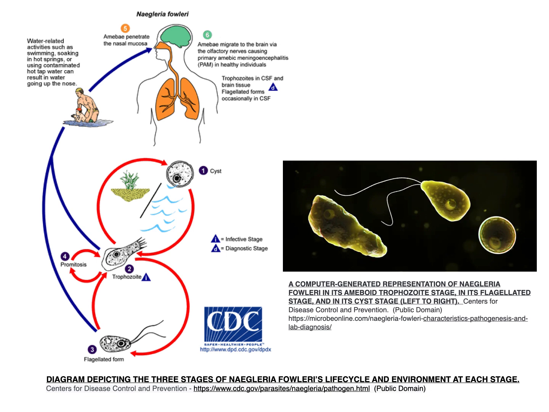Left hand diagram depicting the 3 stages of Naegleria fowleri's life cycle and environment at each stage. Please note the infective and diagnostic stages in this illustration. Right-hand image is a computer-generated representation of Naegleria fowleri in its amoeboid trophozoite stage, in its flagellated stage, and in its cyst stage, left to right.